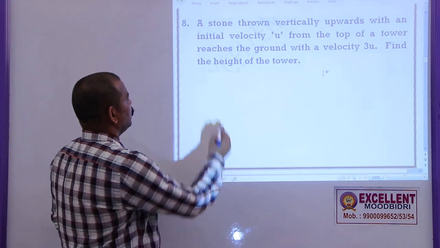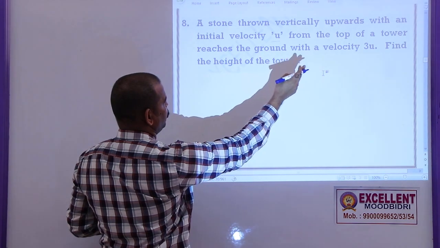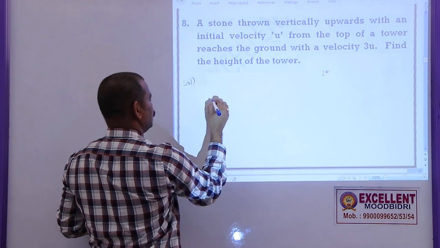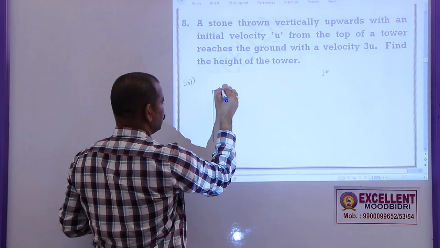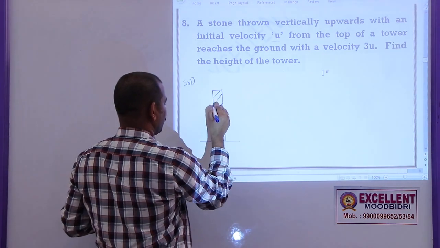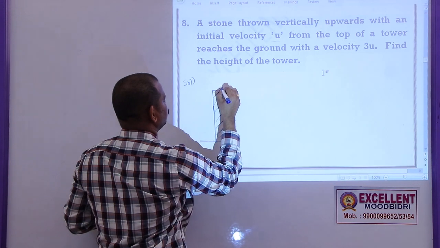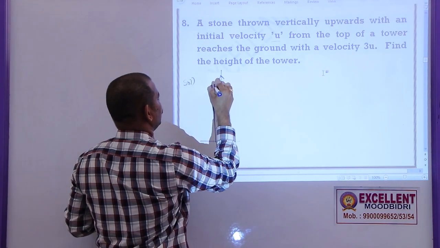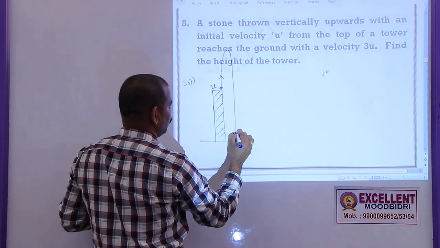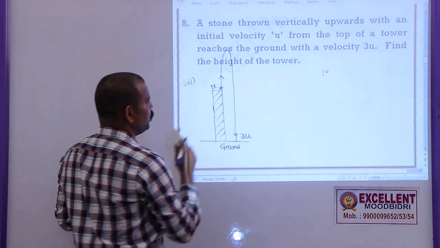Problem number 8. A stone is thrown vertically upwards with an initial velocity u from the top of a tower and reaches the ground with a velocity 3u. Find the height of the tower. So, let me take one tower here. This is the tower. From here a body is thrown vertically upwards. This velocity is u. So, it is going up and then it is falling down. While striking the ground, this is ground level, the velocity is found to be 3u.